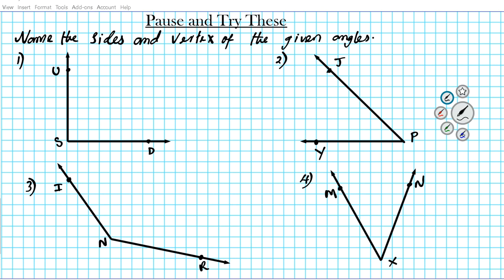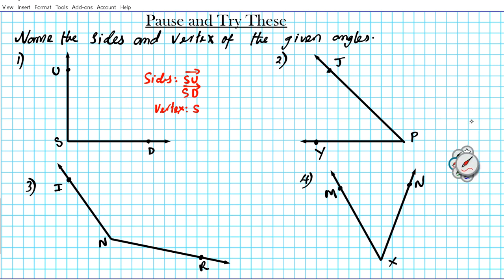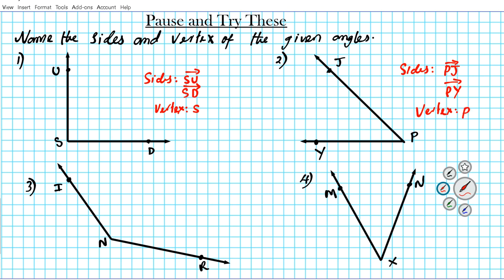Alrighty, welcome back. Hopefully you had a chance to try out the problems. Let's go ahead and take a look at what the answers are. For number 1, the sides are ray SU and ray SD. And the vertex is point S. For number 2, the sides are ray PJ and ray PY, and the vertex is point P.